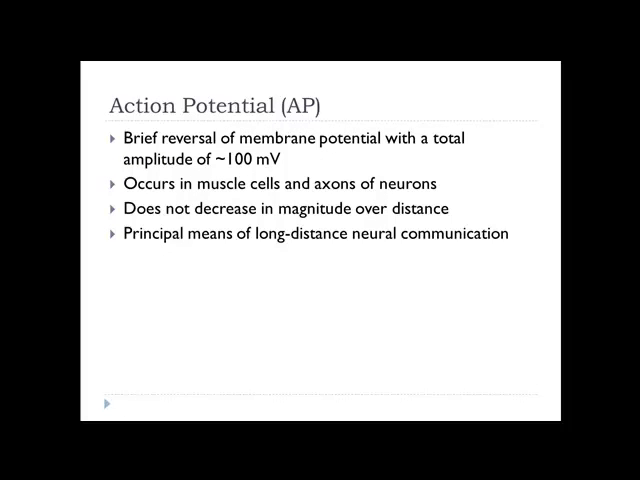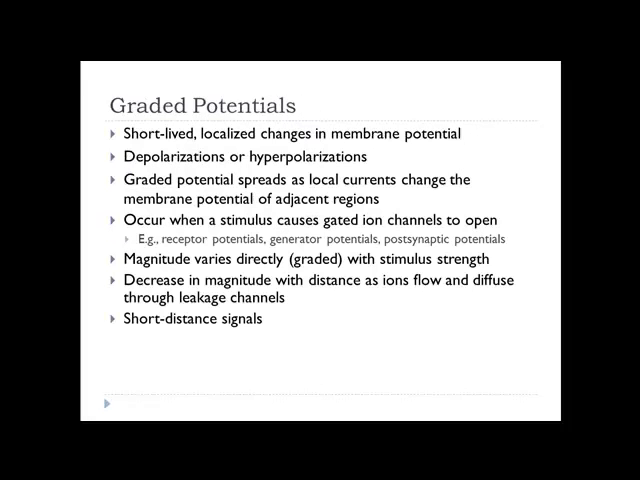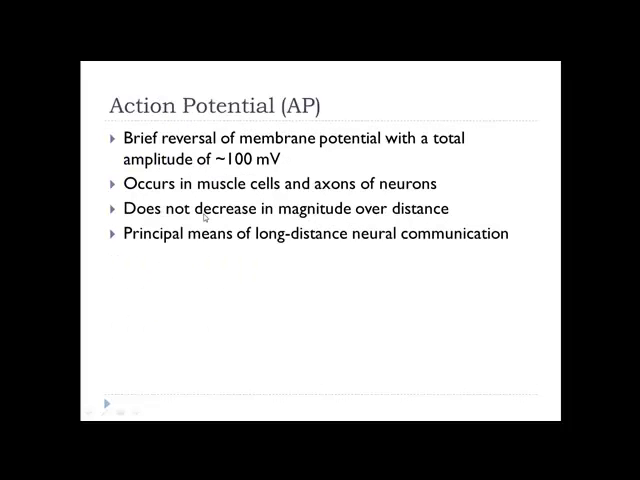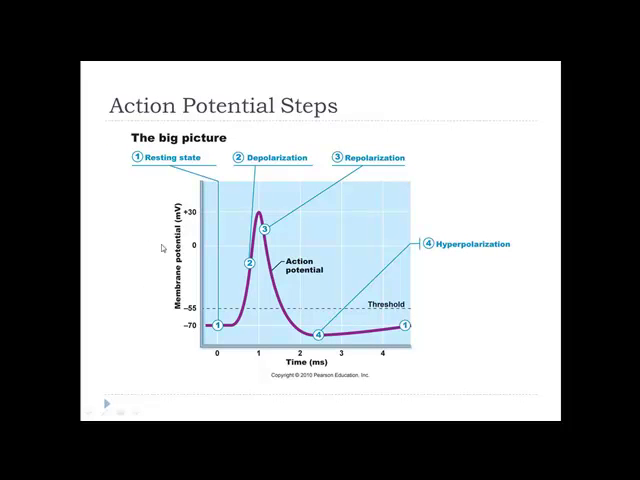Okay, so an action potential is when the membrane potential goes from negative to positive. Its amplitude is about 100 millivolts. Since we start off at negative 70 millivolts, this moves into the region of about positive 30 millivolts. It occurs in muscles and nerves, and it does not decrease in magnitude over distance. As opposed to graded potentials, which only travel a short distance and can decrease in magnitude over distance. Graded potentials occur mainly in dendrites. Action potentials occur mainly in axons.